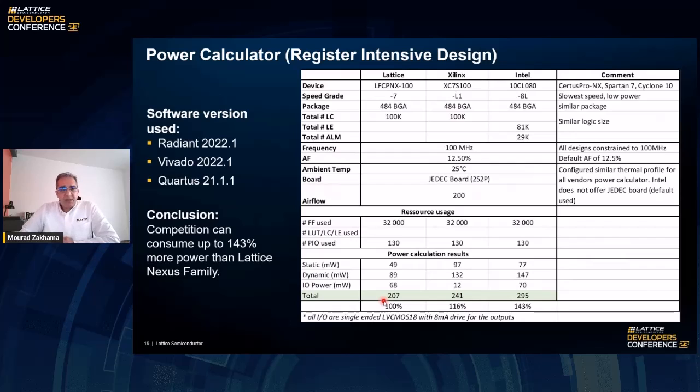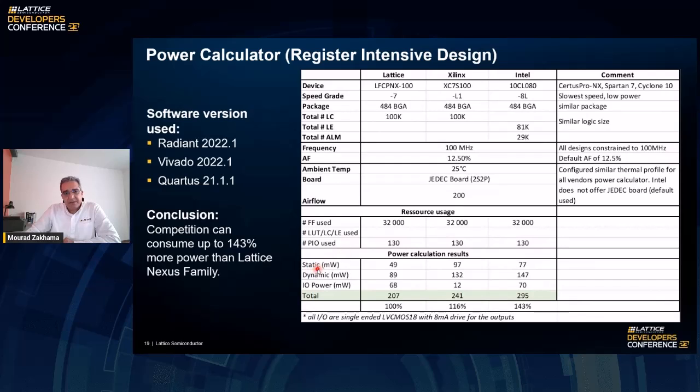The same software tools and the same devices are used on the three variants of the implementation. The frequency is 100 megahertz in this case, the activity factor is 12.5%, with the same board and thermal profile that we used before. And you can see in the implementation, the number of flip-flops is 3200. There are no lookup tables used. The number of IOs is 130.